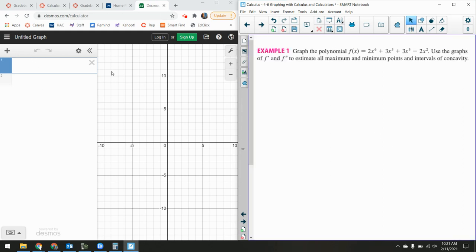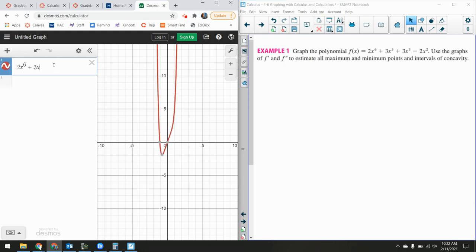Okay, 2x to the 6th. And now the nice thing about Desmos is you don't even have to say y equals, you can just start typing 2x to the 6th plus 3x to the 5th plus 3x to the 3rd. Oh, caret up is shift 6. 2x to the 6th plus 3x to the 5th plus 3x to the 3rd minus 2x squared.